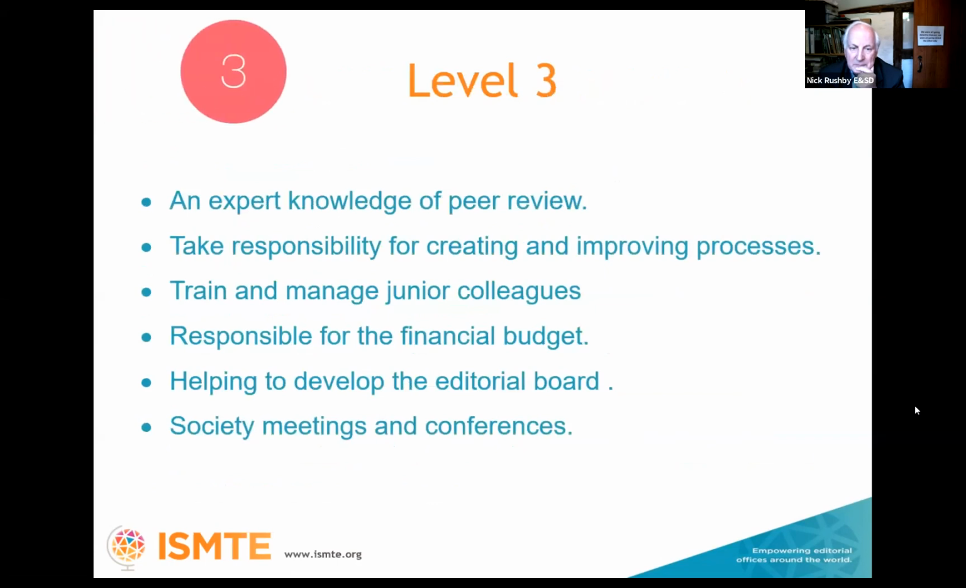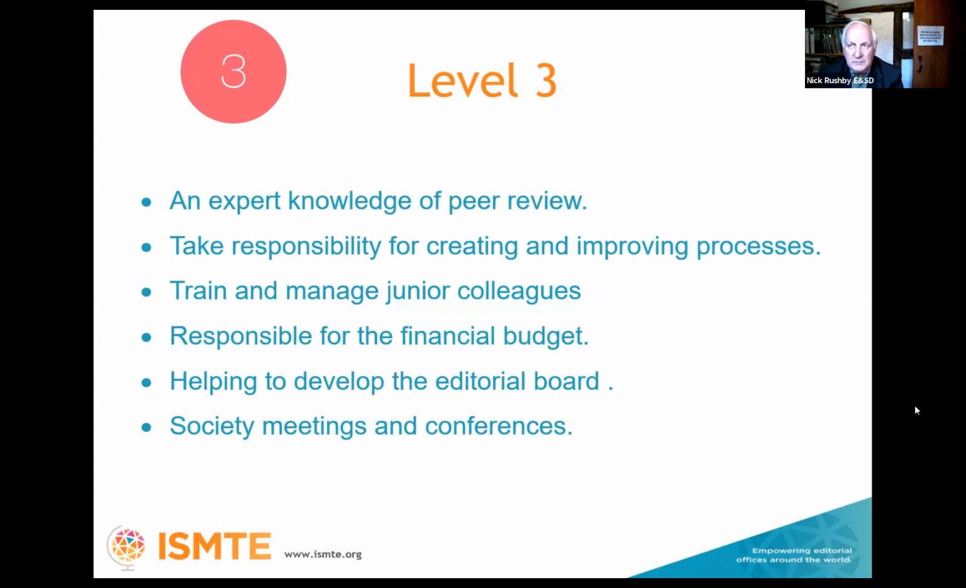And then we get to level 3. Again, this extends the competences covered in levels 1 and 2, so that by the time editorial office professionals have reached this level, they have an expert knowledge of peer review, including research and development in the field. They take responsibility for creating and improving processes using data-driven solutions.